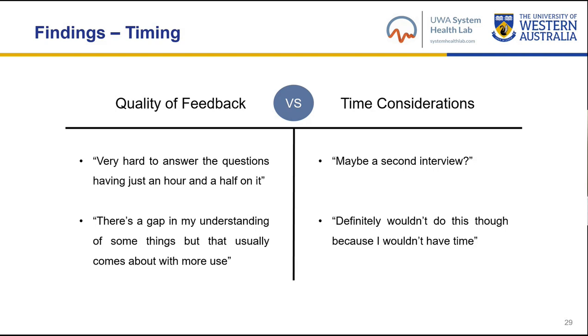As a solution, one participant suggested maybe a second interview, and another recommended that it would have been good to read the definitions for each of the key headings, but later amended, "I definitely wouldn't do this though because I wouldn't have time." These conflicting statements illustrate an expected challenge in conducting user evaluation of an ontology: how to balance the quality of feedback with time considerations.